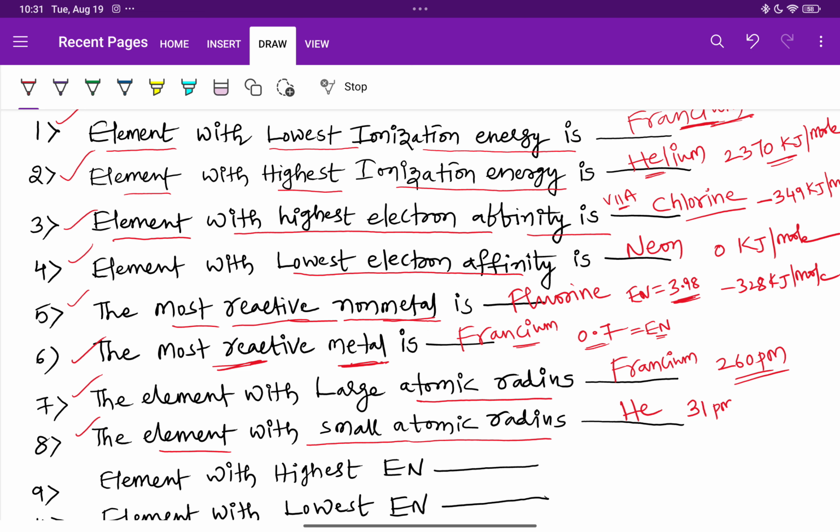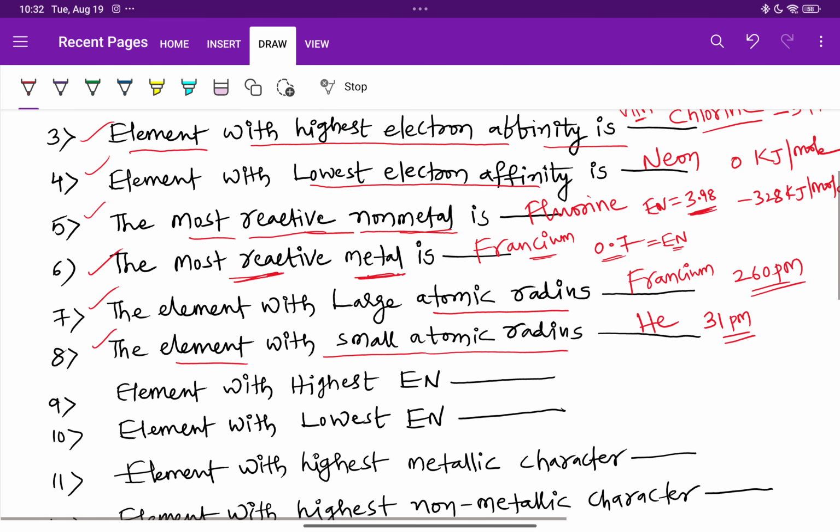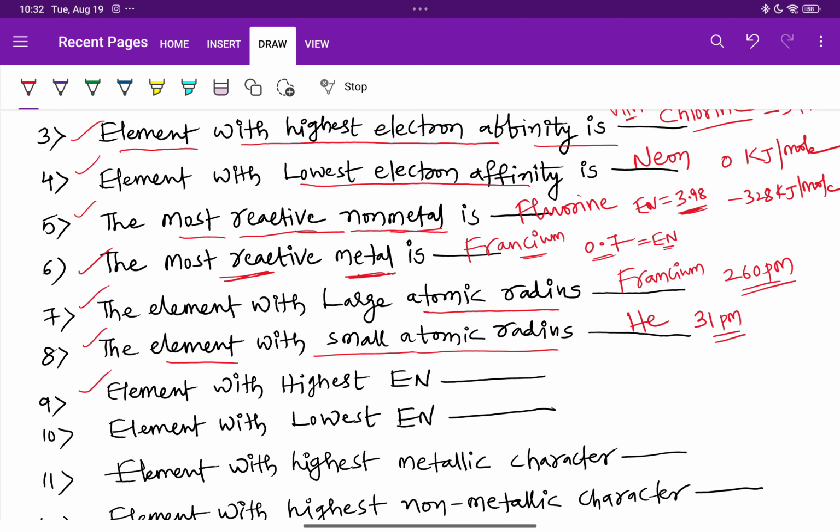31 picometers. And the next, ninth question, element with the highest electronegativity, that we have just discussed, fluorine, 7th A group element, which is called halogen. And I told you, according to the Pauling scale, the electronegativity of fluorine is 4.0.